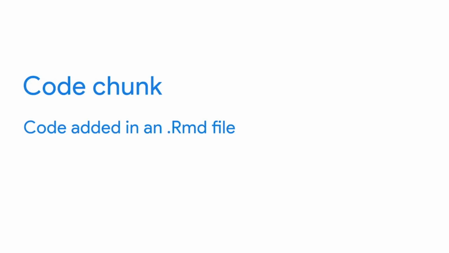Code added to a .rmd file is usually called a code chunk. We've shown you these code chunks in some of the RStudio sessions we've been running, and you may have noticed code chunks if you've been practicing along with us. Now, we'll show you what they're all about.